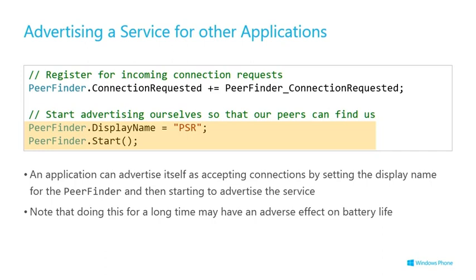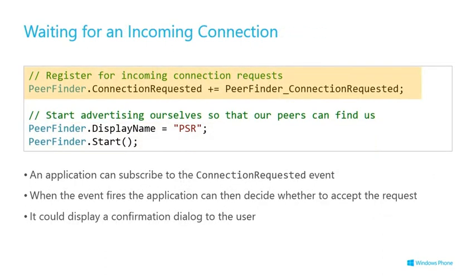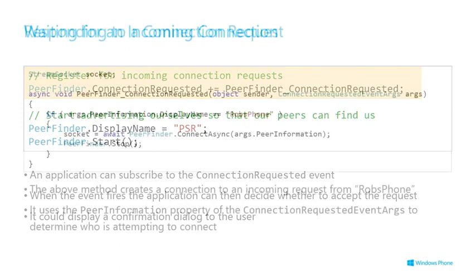So other people can discover you and could connect back into you. Then that connection requested, this is where you're going to get notified that another device wants to connect to you. And of course, when that event handler fires, then your code can actually put some UI up to your user saying, so-and-so is trying to connect to you. Are you okay with that? And they say yes, then you make the connection.